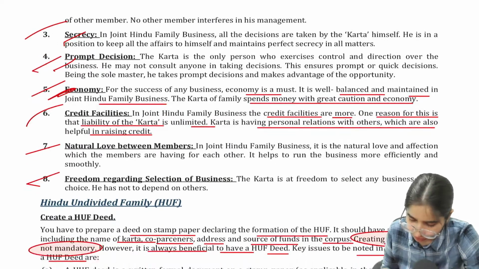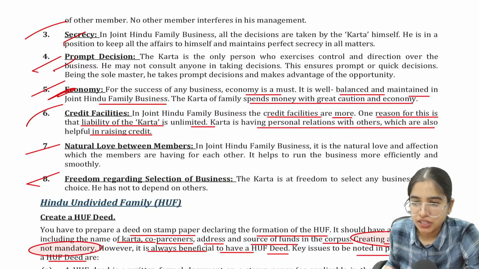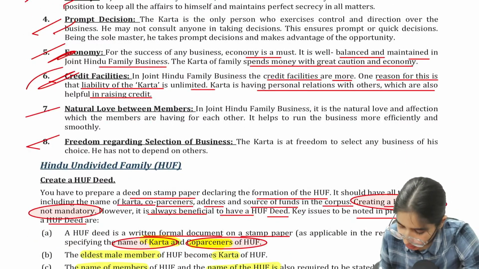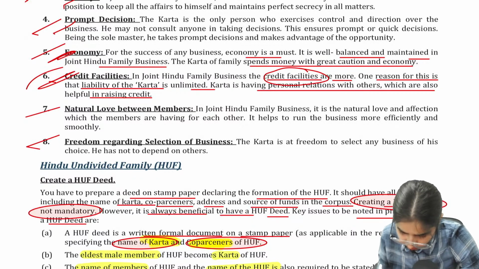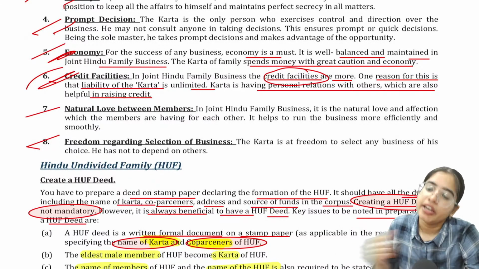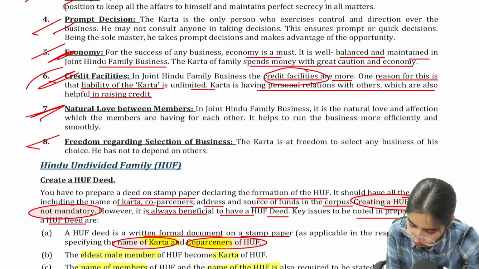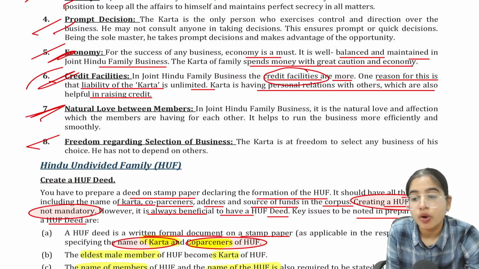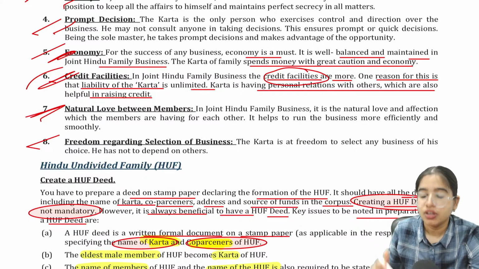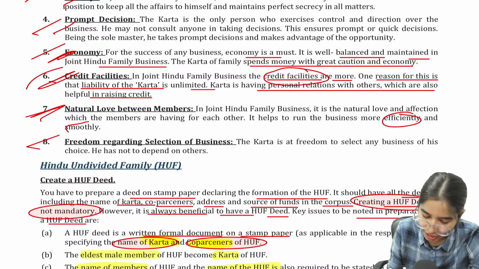Economy. There is a benefit of economy because Karta spends the money, so it can be a well balanced decision. Credit facilities: since the liability of Karta is unlimited, it helps him in raising credit facilities. Natural love between members: in a joint Hindu undivided family business, it is the natural love and affection between the members which helps them to run their business effectively and smoothly.